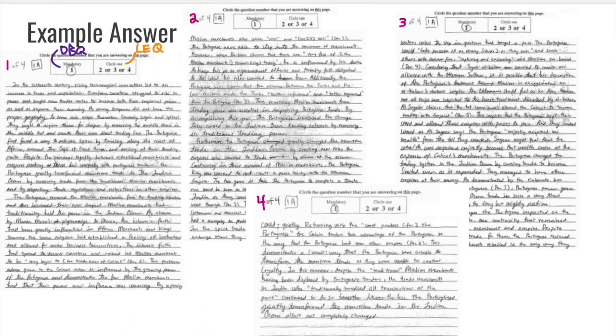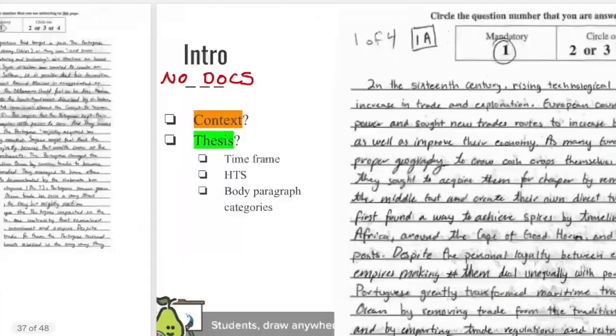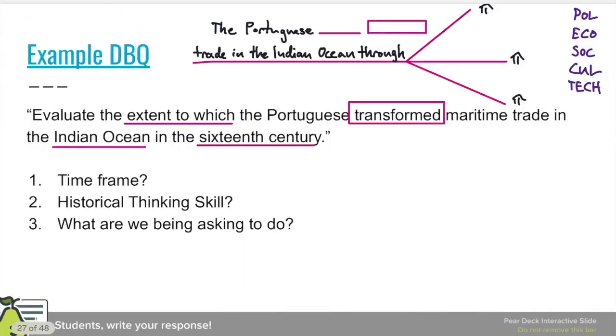We've covered all of the 7 documents that they gave us in the DBQ. Just a reminder of what the prompt was asking us, though. What are we being asked to do in this essay? We're supposed to answer, how much did the Portuguese change trade in the Indian Ocean?